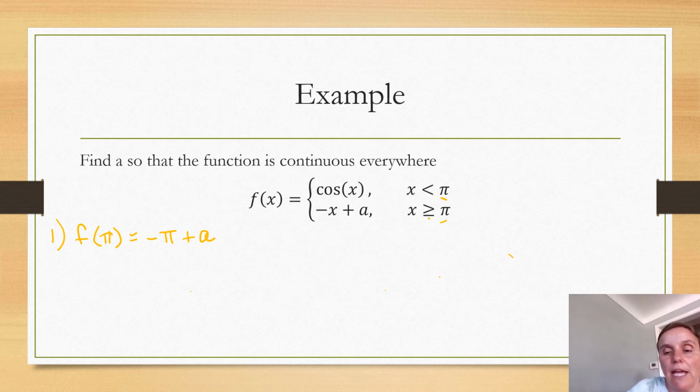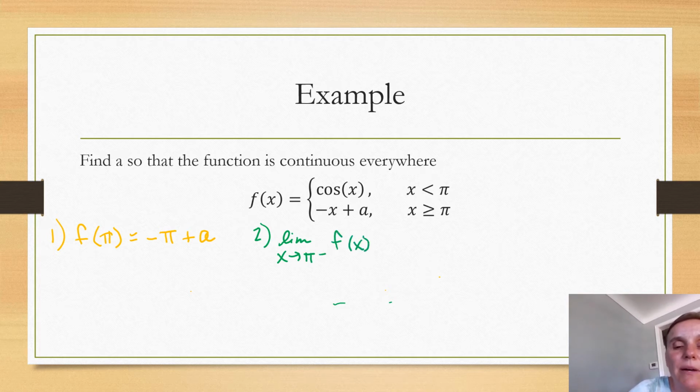Okay, now I'm going to look at the second part of the continuity test, and the second part of the continuity test is the one where we want to make sure that we're very clear in our notation. We're going to take the limit as x approaches pi from the negative direction, and if I'm coming at pi from the negative direction, I would use the top half of that definition. So it'd be cosine of pi, which is negative 1.